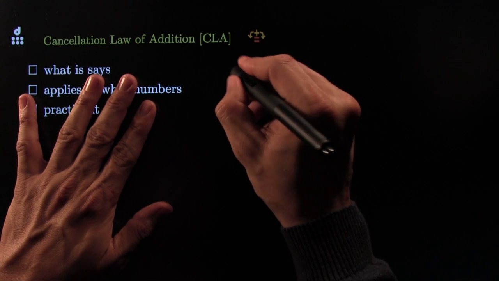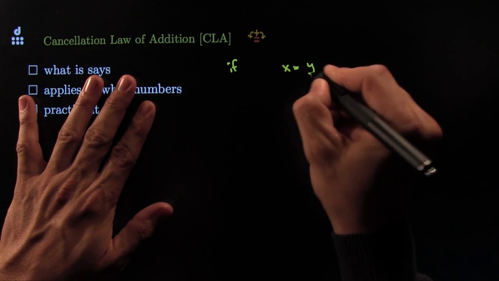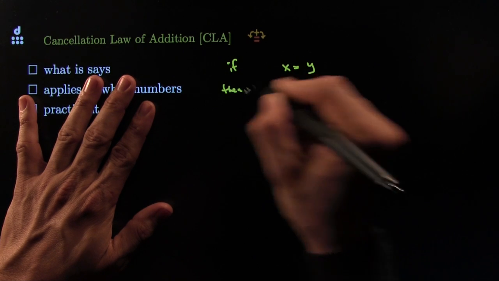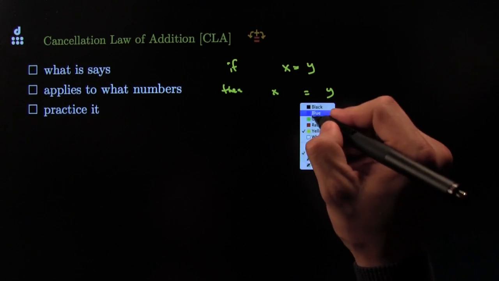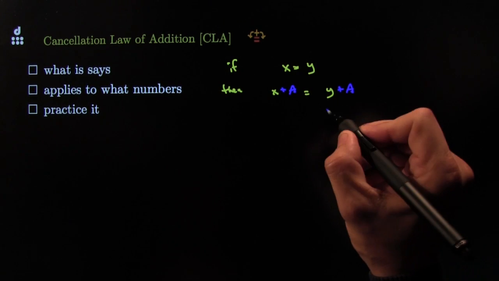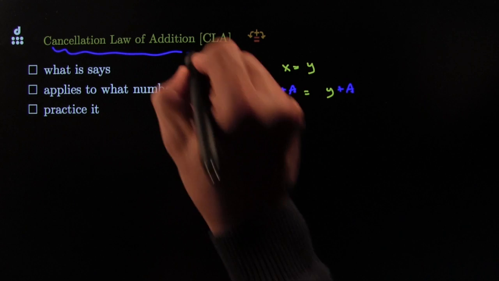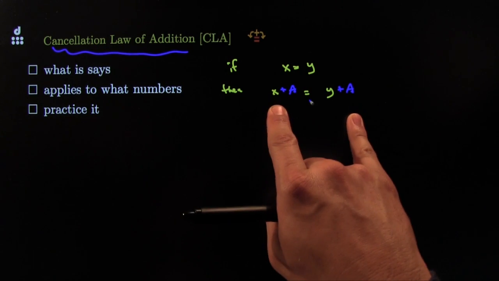Here it says that if x equals y, if you have an equation, then x equals y. But here's the trick. It says that you can add stuff to both sides. I can add any number I want to both sides. That's what the cancellation law says. It says you can add stuff to both sides of the equation and it will still be true.